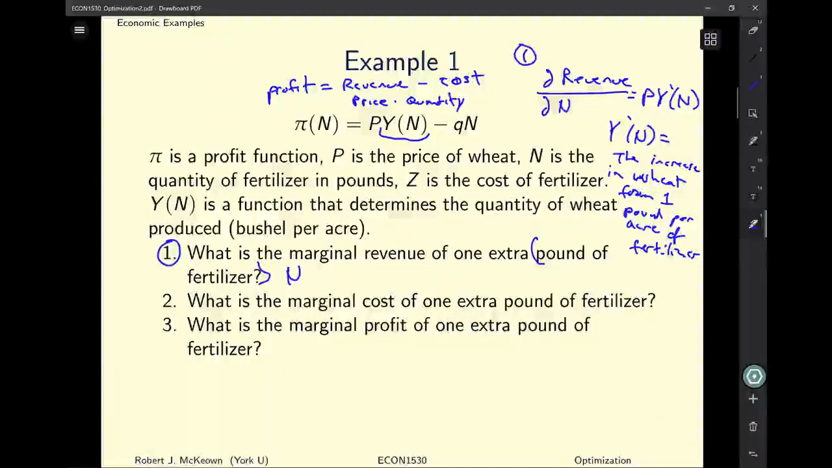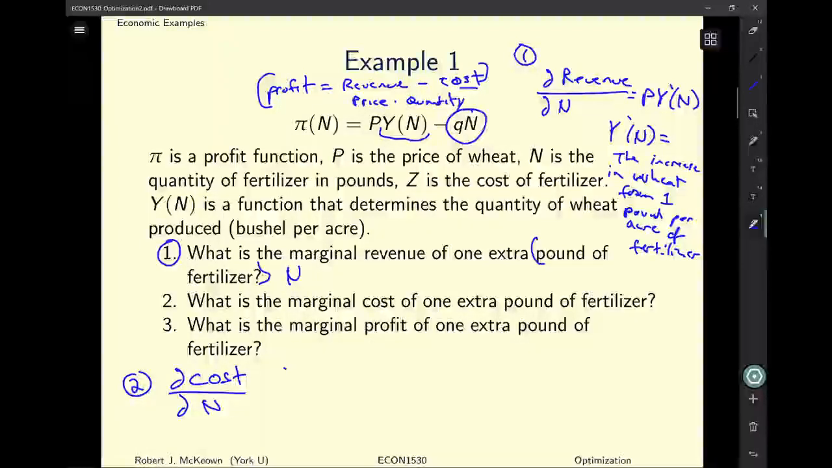Question 2, what is the marginal cost of 1 extra pound of fertilizer? Well, similarly, we have cost in our profit function, and this is the term right here, so we're always going to subtract the cost from our profit. It's Q multiplied by N. N is the amount of fertilizer. Q is the cost per pound of fertilizer. And so what's the change in cost with respect to the change in fertilizer?